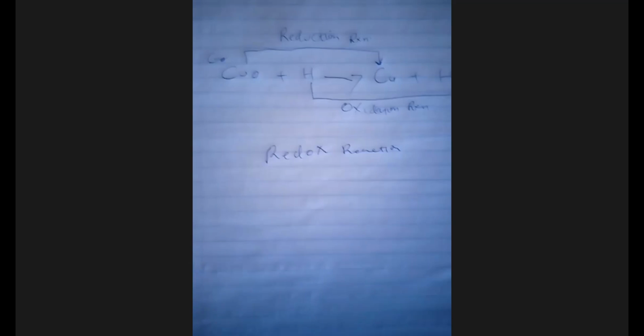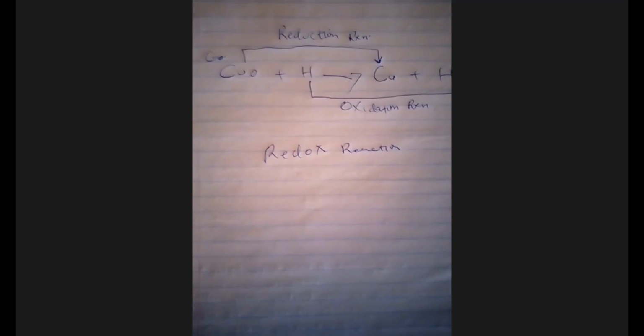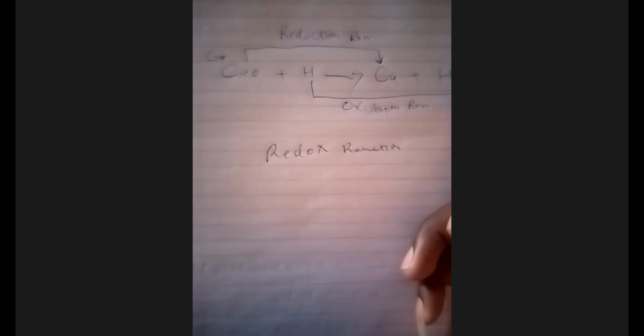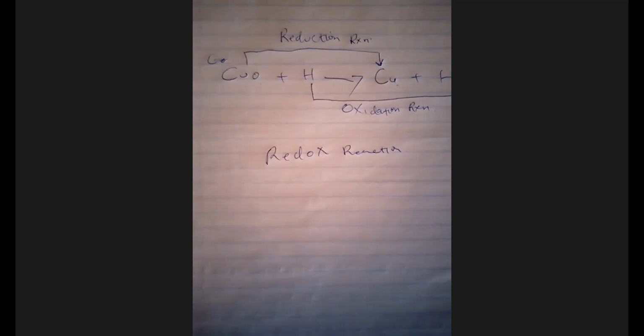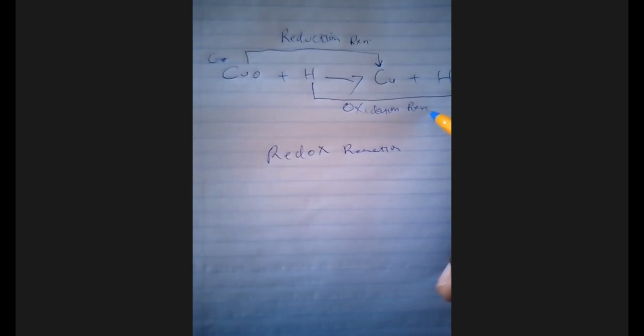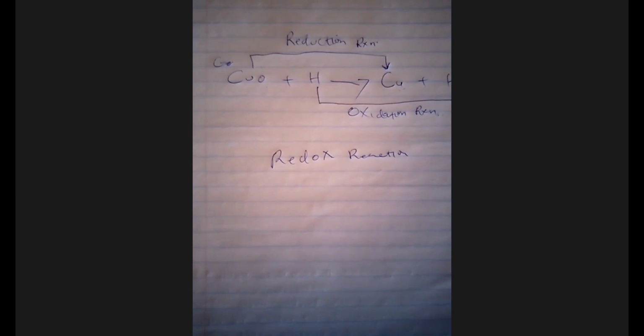What do we mean when we talk about redox? Reduction and oxidation reaction. Copper 2 oxide has been reduced to copper, while hydrogen has been oxidized to form water. The whole of that is a redox reaction.